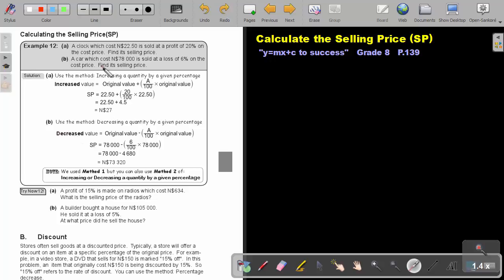Okay. But the second one: a car which costs 78,000 Namibian dollar is sold at a loss of 6% on the cost price. Find its selling price. So now it's just decrease this amount by 6%. I'm doing exactly the same, I just put a subtraction there. So work out 6% of 78,000 and then just subtract it from the 78,000. And I get 73,320 Namibian dollar.